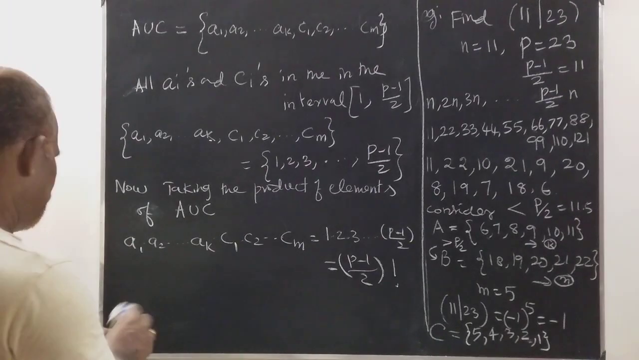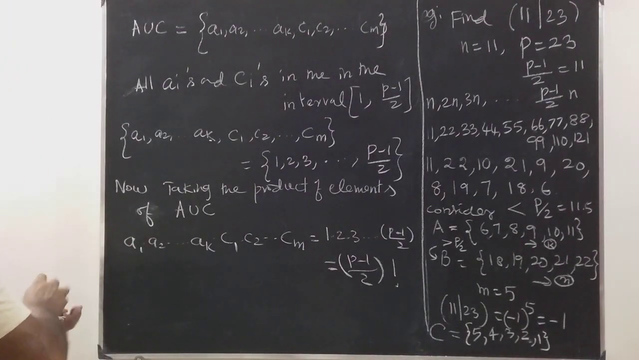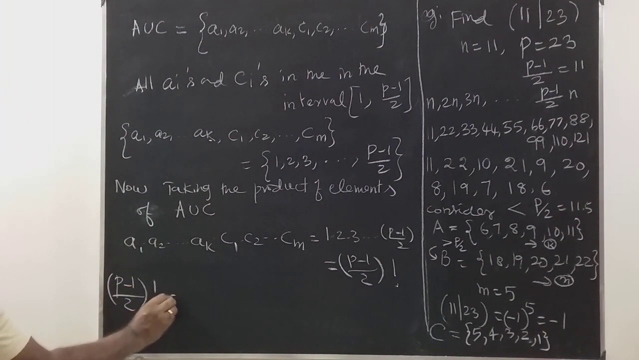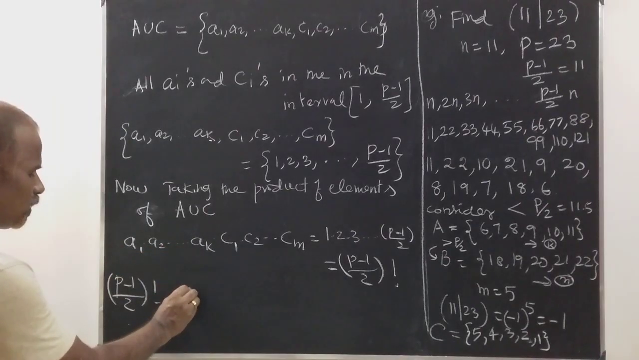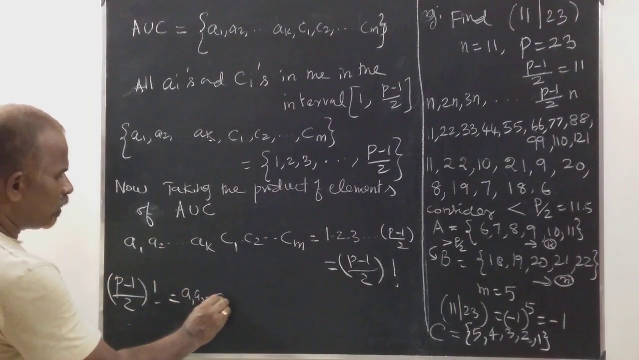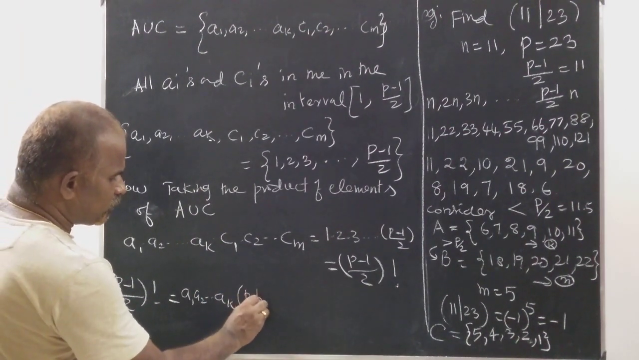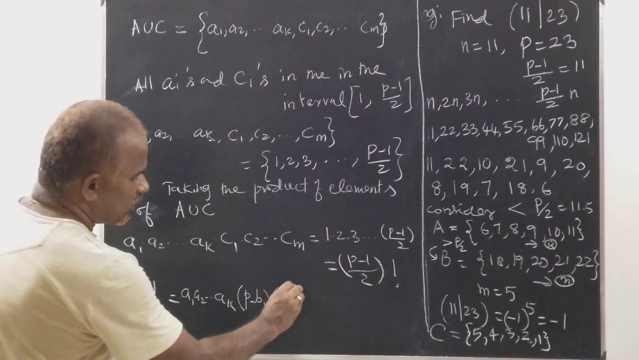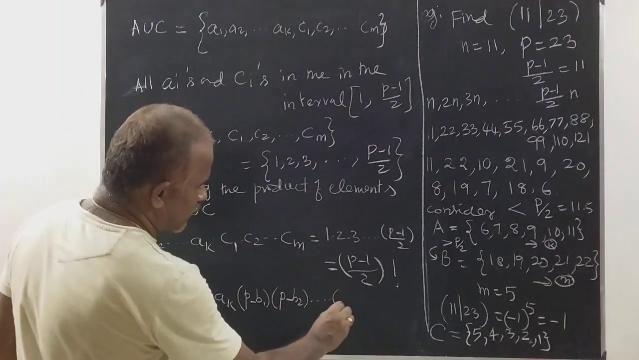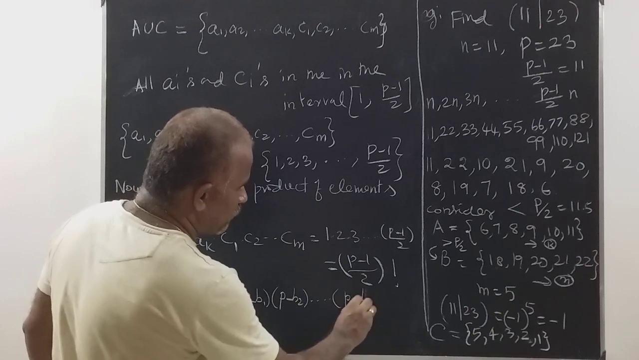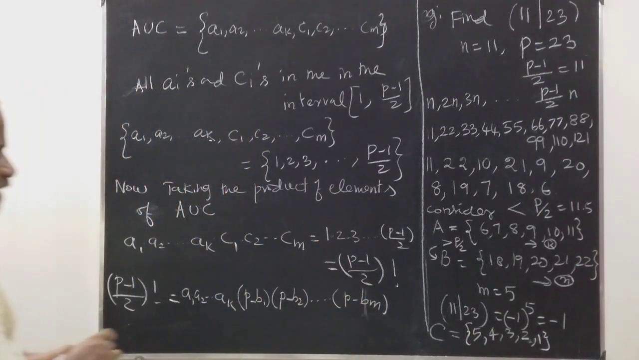So therefore I can take ((P minus 1) by 2) factorial is equal to A1, A2, ..., Ak. C1 is P minus P1, C2 is P minus P2, etc. Cm is P minus Pm.